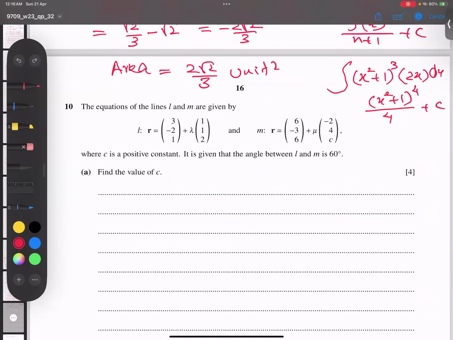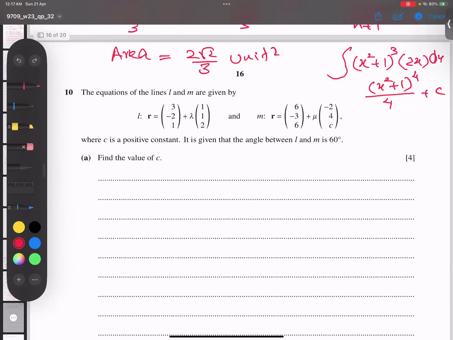What question number 10, students, is saying is that line L is here, line M is here. Okay, and he said C is a positive constant. Make sure it is not negative. C is positive. I have to be alert. Okay, C is a positive constant. And he's saying further, students, it is given that the angle between L and M is 60.